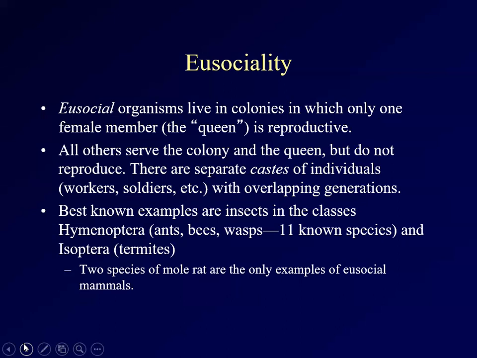And there are 2 species of mammal that are eusocial. They're known as naked mole rats.